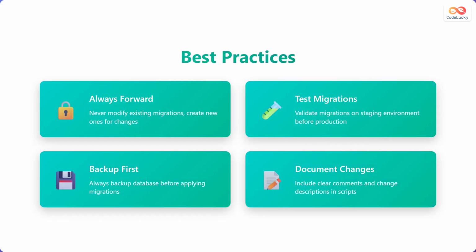Now let's look at some best practices for database versioning. Always roll forward. Never modify existing migrations. Create new ones for each change. Test migrations. Validate migrations on a staging environment before applying them to production. Backup first. Always back up the database before applying migrations. Document changes. Include clear comments and change descriptions in the scripts.